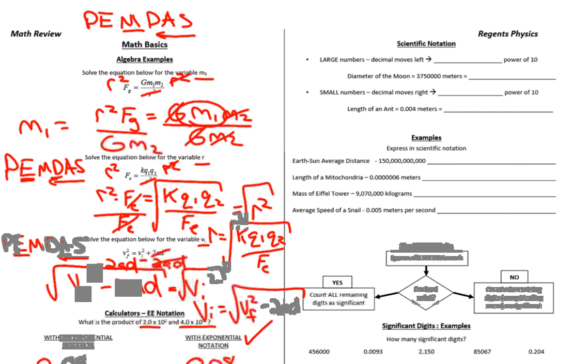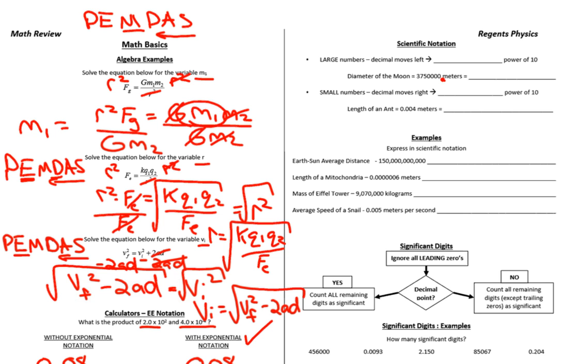Scientific notation. When you're dealing with a value that's very large, it's not easy to work with large numbers. So scientific notation comes in handy when you're dealing with the very big and the very small. So if I have large numbers, what I need to do is move that decimal to the left. In other words, this value, 3,750,000, the decimal point is in between the last 0 and meters.